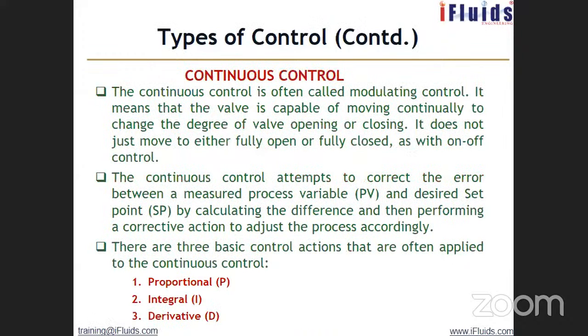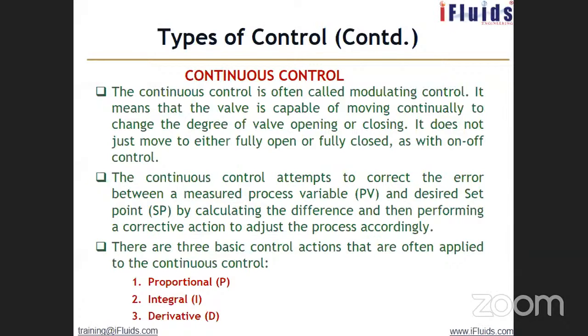Continuous control is often called modulating control. It means that the valve is capable of moving continuously to change the degree of valve opening or closing. It does not just move to either fully open or fully closed. It is always between the closed and open positions. The valve element is continuously in movement. The continuous control attempts to correct the error between the measured process variable and the desired set point.